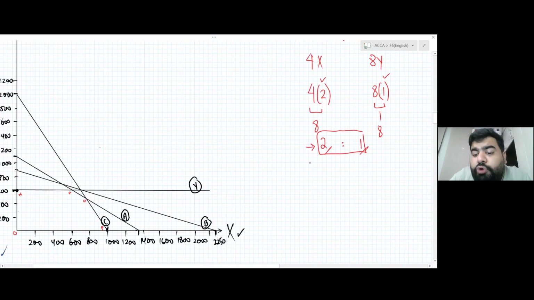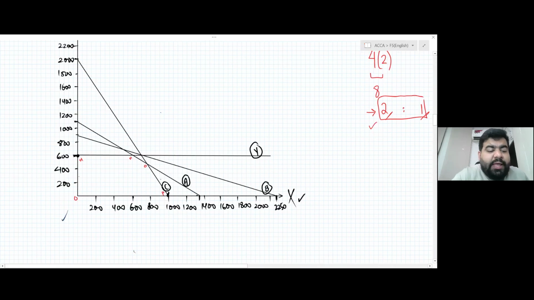Now we understand the concept that if y sells 1 unit and x sells double, 2 units, their contribution will be the same. It also means that if y is sold 100 units and x is sold 200 units, their contribution will be the same. Obviously, because x must be sold double the units of y to make their contribution the same, right? So we have to plot accordingly here.